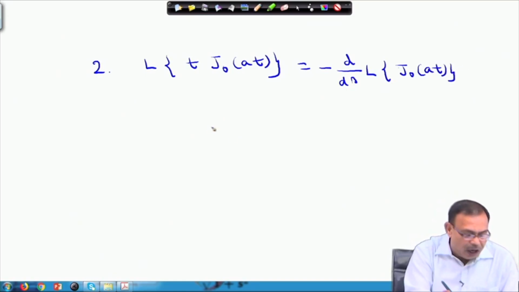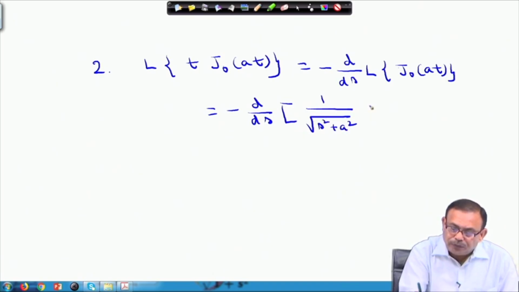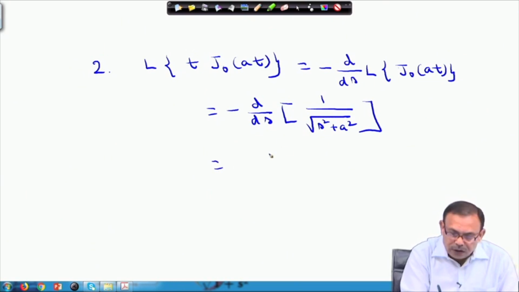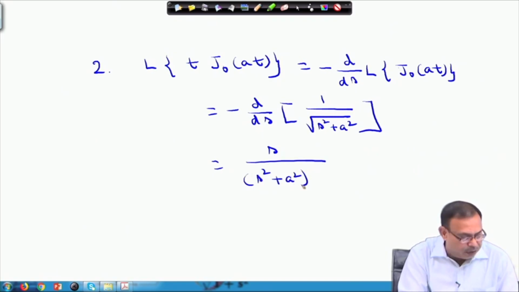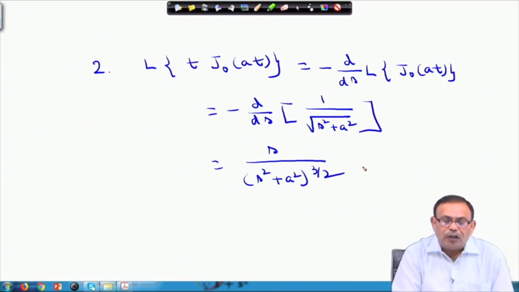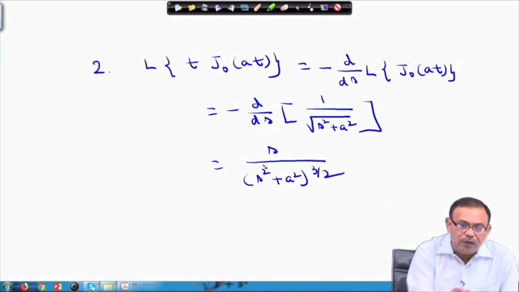So, once I have done it, I already know the Laplace transform of J0(at), which is nothing but 1 by root over s square plus a square. So, I have to just differentiate this function 1 by root over s square plus a square once to obtain the required result, and if I do it, I will obtain s by (s square plus a square) to the power 3 by 2. So, this is the second one: the Laplace transform of t into J0(at) is equal to s by (s square plus a square) to the power 3 by 2.